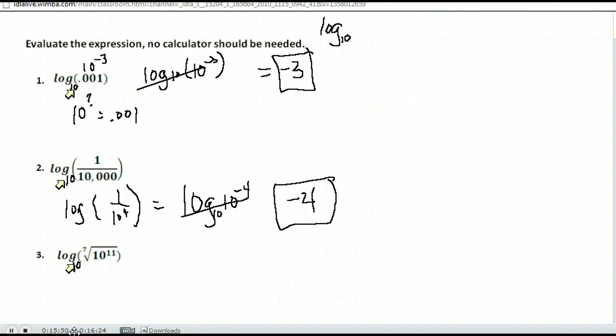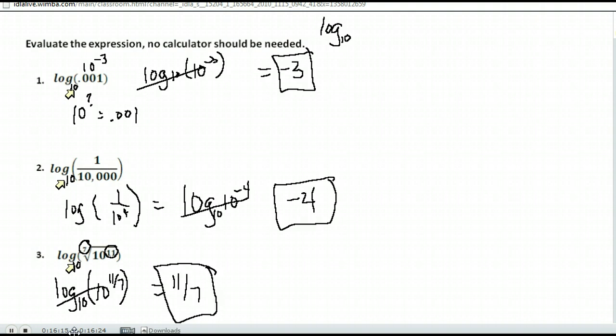And here's our last one, log base 10 of the 7th root of 10 to the 11th. Again, to rewrite this, the 7 tells us we're doing the 1/7 power, and this tells us we're doing the 11th power. So we're doing 11/7. So log base 10 of 10 to the 11/7 is just 11/7.